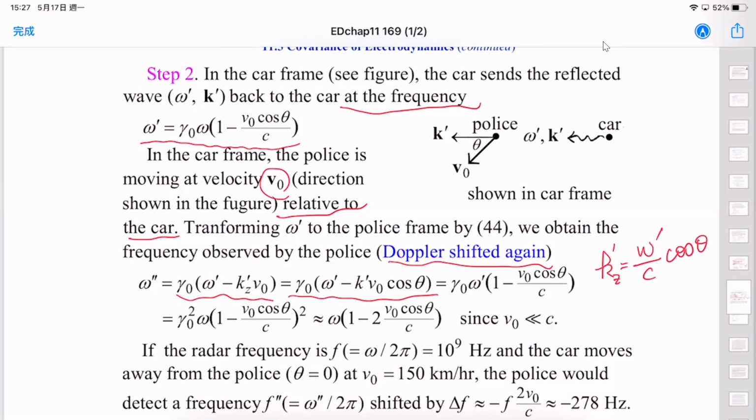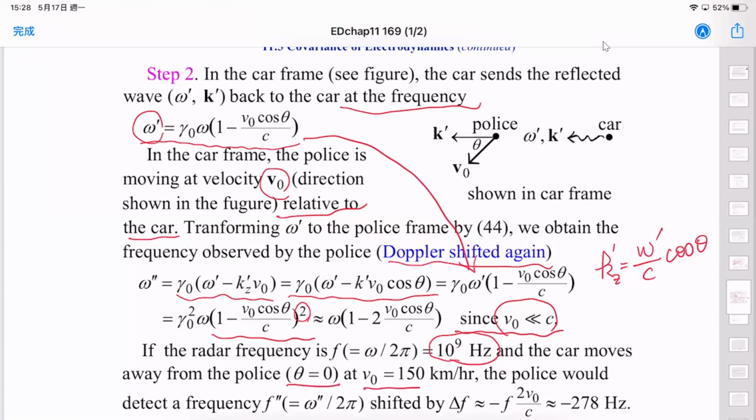And so we can write, we have gamma 0 squared, by substituting omega prime to here. We have gamma 0 squared omega times 1 minus v0 cosine theta over c, squared. The police velocity, the car's velocity is relatively small. Therefore, we can simplify the calculation using these relations. So eventually we got this relation easily. The radar frequency is 1 gigahertz, and the car moved away from the police. Normally, they are in the same direction. So for our convenience, they are in the same direction. So theta is 0.